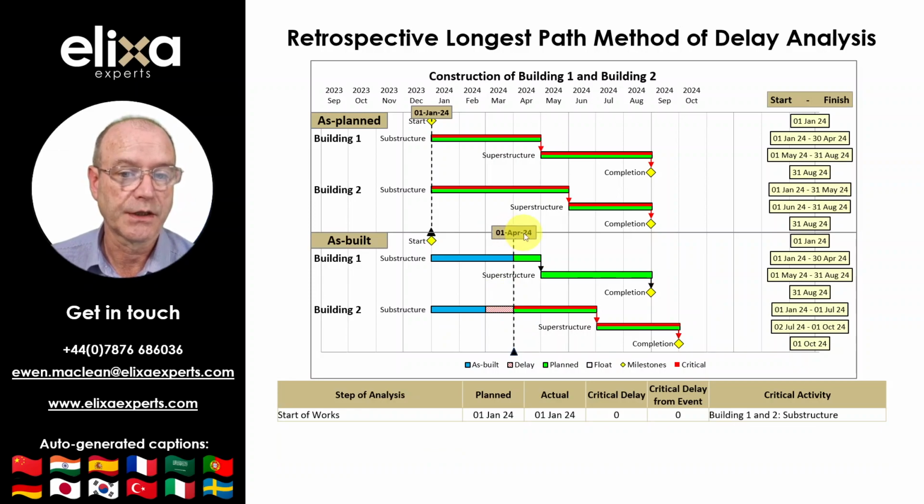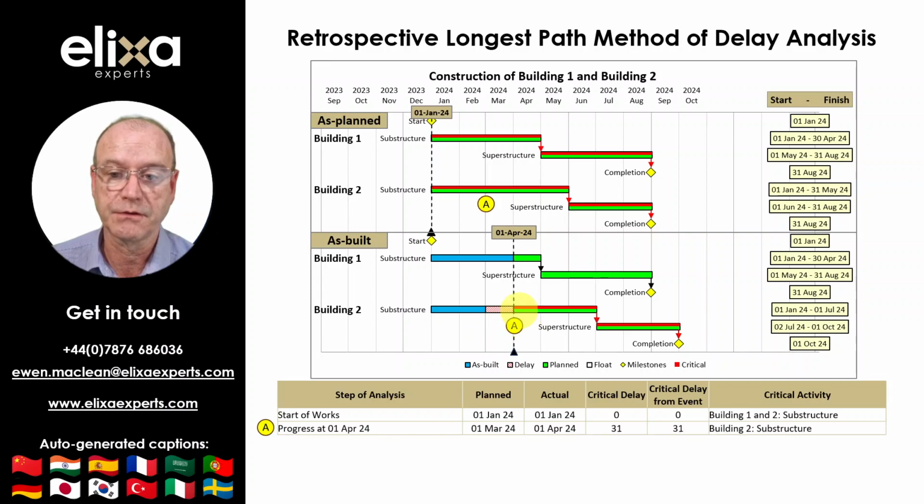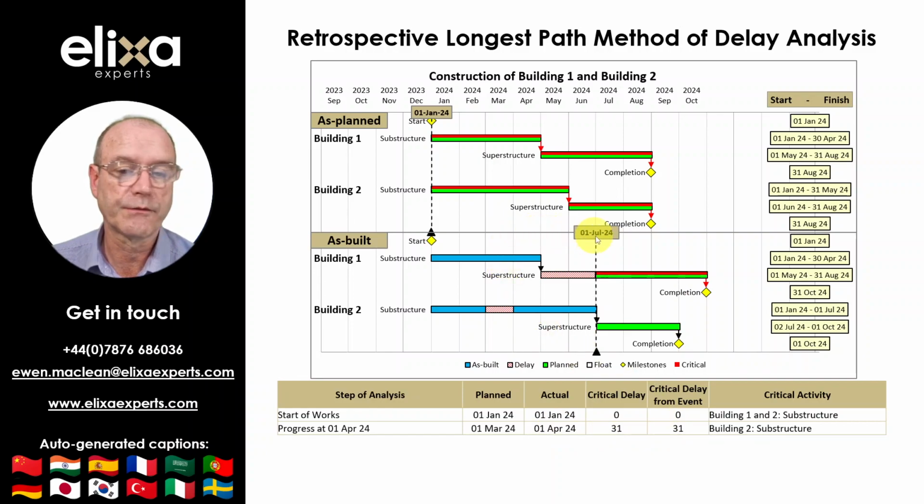Here we can see that the Building 2 substructure had been and is critical, meaning that the 31-day delay to the Building 2 substructure would have caused a critical delay of 31 days, as shown by the difference in the as-built and as-planned programs for point A. Then moving forward to the 1st of July, after the second delay to the Building 1 superstructure in May and June, it is evident that the Building 1 superstructure had become critical.